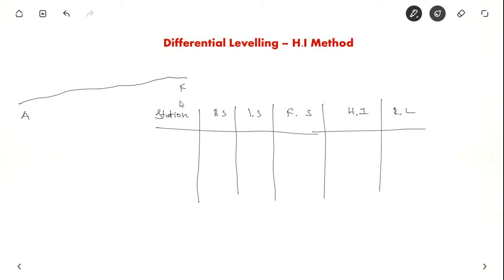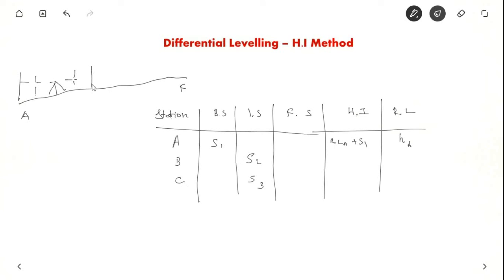Now let us first keep the instrument at some point here. So always the first reading is the back side. So at station A, let us say the back side is S1. You know the reduced level at point A as HA. So what is height of instrument? It is nothing but reduced level at A plus S1. Now you have some intermediate sides, that is just to confirm the readings. So let us say the intermediate sides are S2, S3 at points B and C.